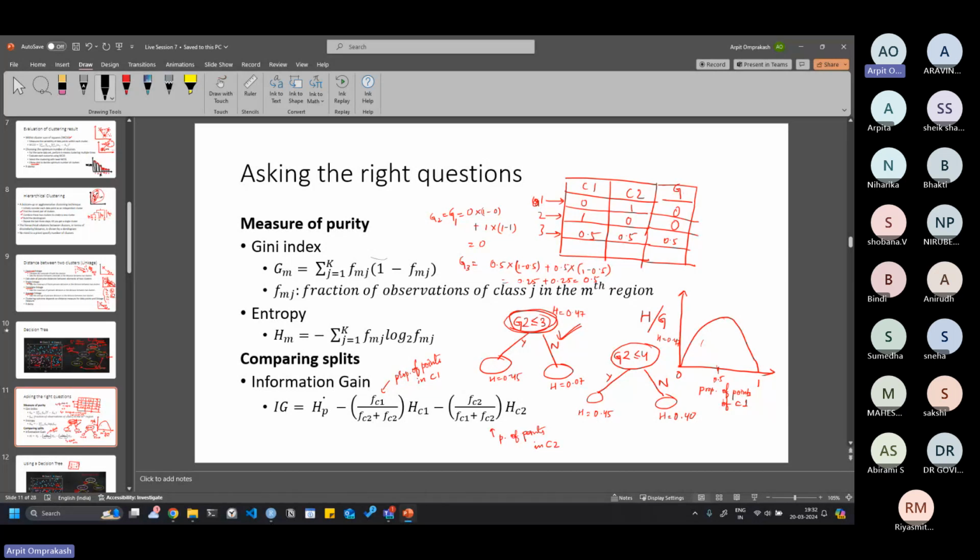So basically, HP is entropy of parent, HC1 is entropy of child 1, HC2 is entropy of child 2, FC1 is proportion of points in C1, FC2 is proportion of points in C2, meaning class 1 and class 2. Using this formula, you want to maximize information gain. So whichever question gives us the maximal information gain, we'll use that question.